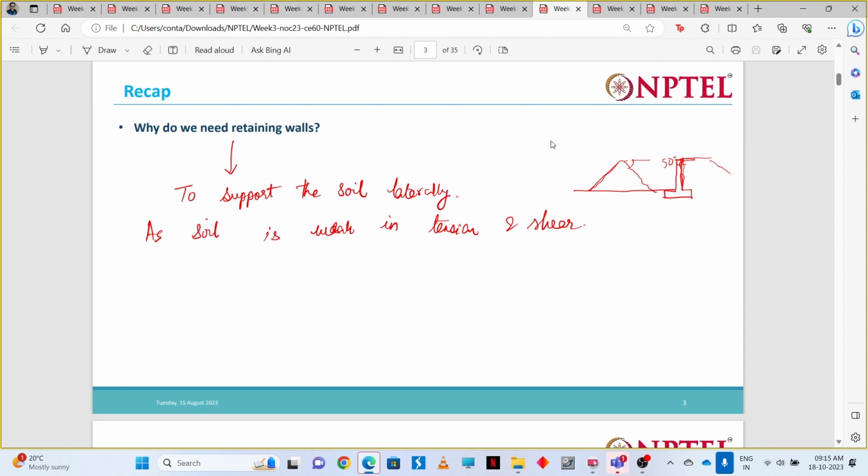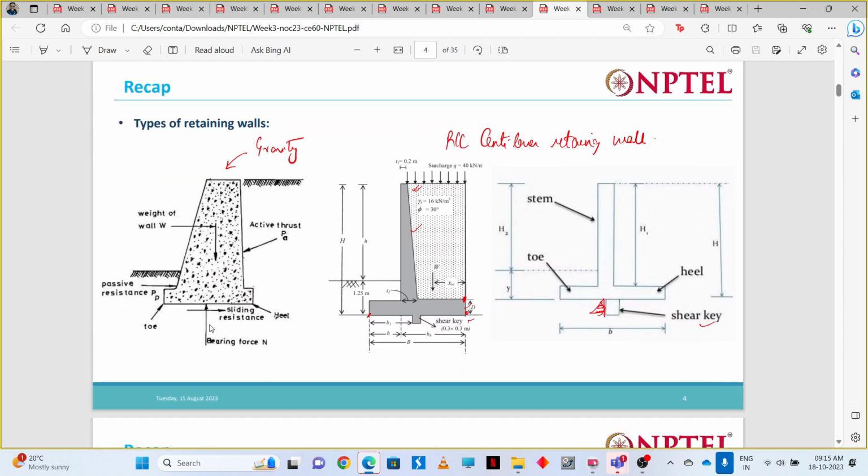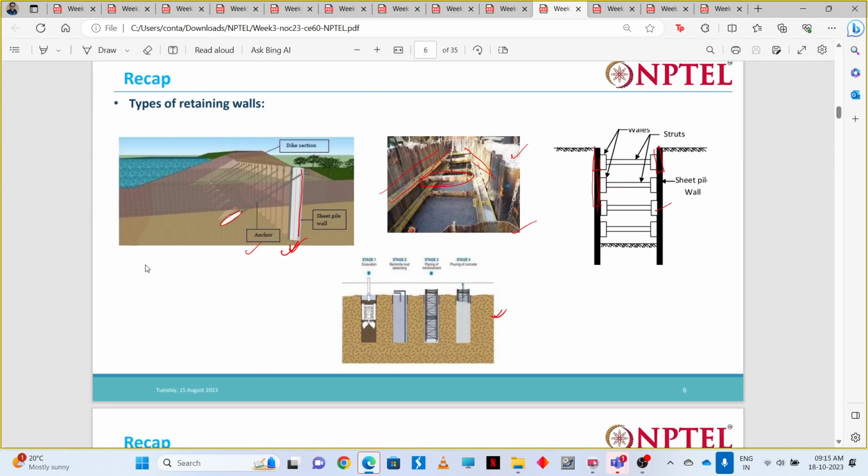Then we discussed the retaining wall. So why do we need retaining walls? We need retaining walls to support the soil laterally. There are various types of retaining walls, gravity, cantilever, and all those things. So we discussed the various types of retaining walls.